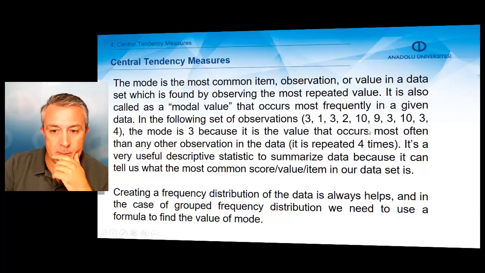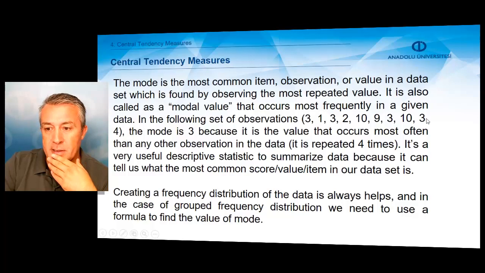Here is a simple data set with some observations. This is raw data as it's collected. As you can see, 1, 2, 3, 4 observations are equal to 3. No other observation has a frequency equal to 4, so the number 3 is the most frequent observation in our data set. So the mode of this data is equal to 3.